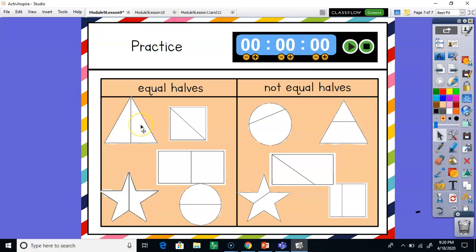So today, remember you're looking at equal and not equal halves. So both parts of the shape must be the same size for it to be equal. If they're not the same, like these two pieces of the circle, they are not equal halves.